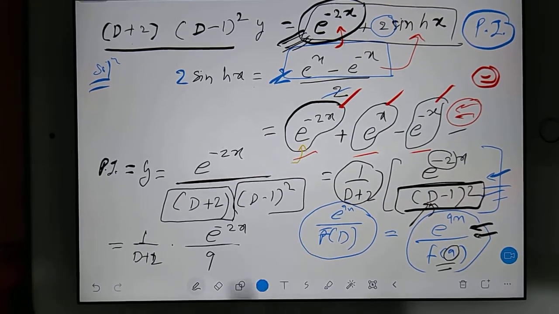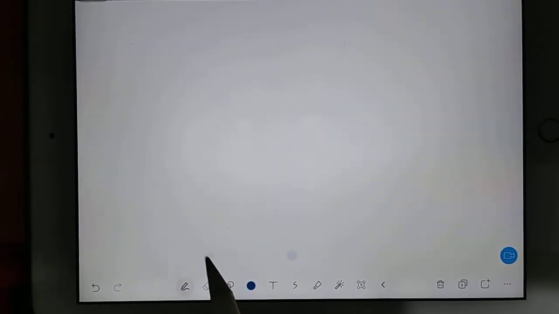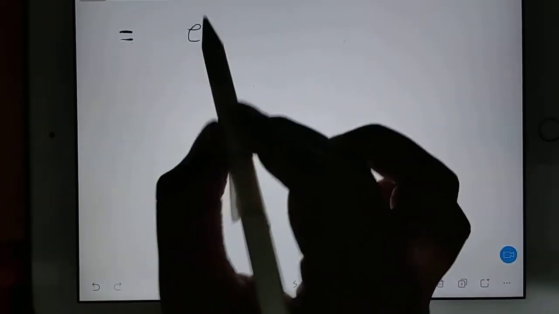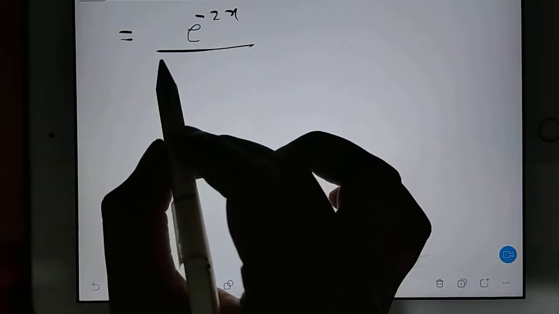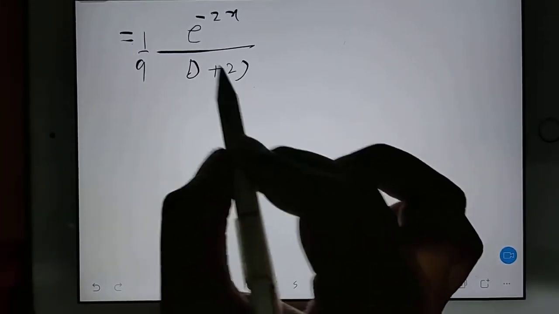Now you are free to operate this. I will change the page. So now we are remaining with e power minus 2x divided by 9 here. So 1 by 9 you can write separately. This will not disturb you. And D plus 2 is already remaining.